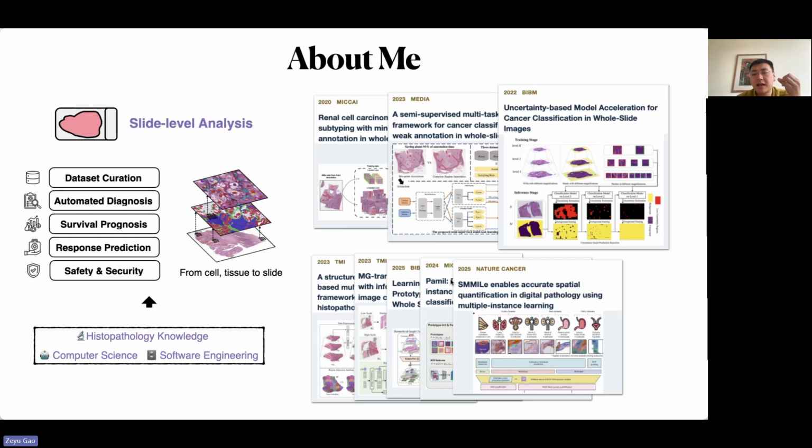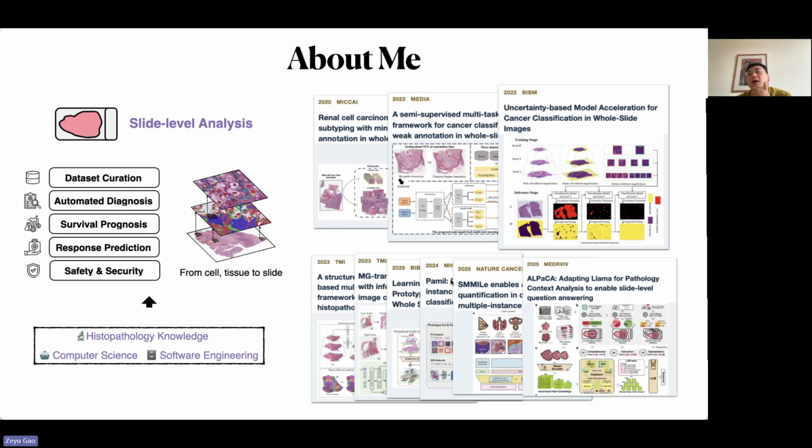At the end, last year, we finally had a very brilliant work come out. It's called SMMILe, and I will introduce it. This is the main topic I'm going to introduce today: how to enable accurate spatial quantification based on multi-instance learning. With multi-instance learning you can only get heat maps, but in the SMMILe framework we try to get very precise instance- or region-level classification based on only slide-level supervision.